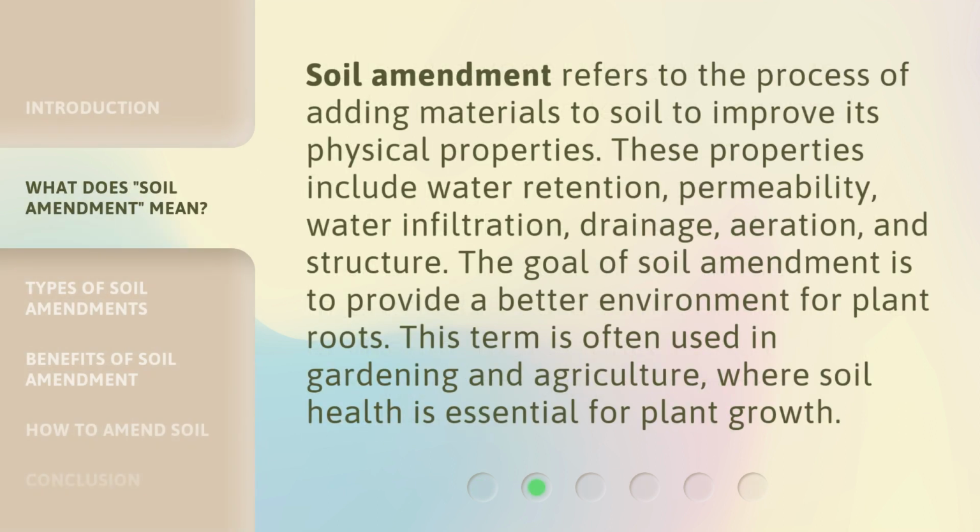Soil amendment refers to the process of adding materials to soil to improve its physical properties. These properties include water retention, permeability, water infiltration, drainage, aeration, and structure. The goal of soil amendment is to provide a better environment for plant roots. This term is often used in gardening and agriculture, where soil health is essential for plant growth.